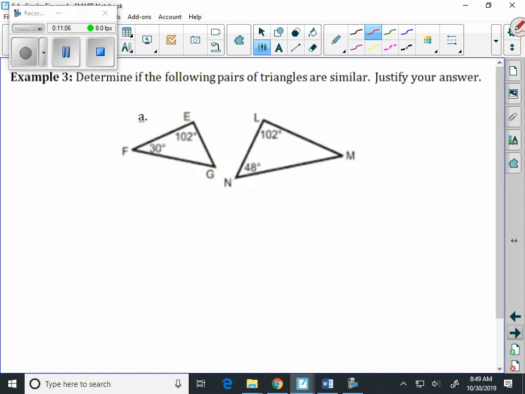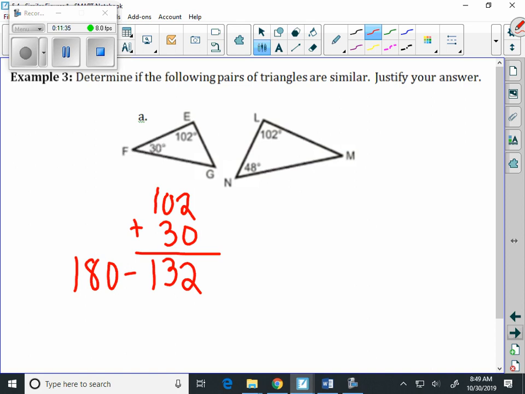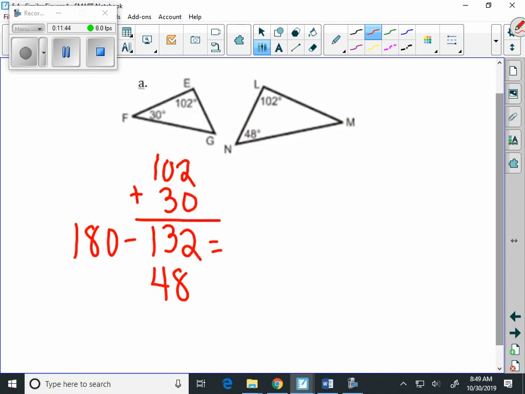So if we look at letter 3 here, it says determine if the following pairs of triangles are similar and justify your answer. Well, here's how we can justify our answer. 102 degrees plus 30 degrees gives us 132 degrees. And if we subtract 132 from 180, again there's 180 degrees in a triangle, what we end up with is 48. So that means that this angle is 48.